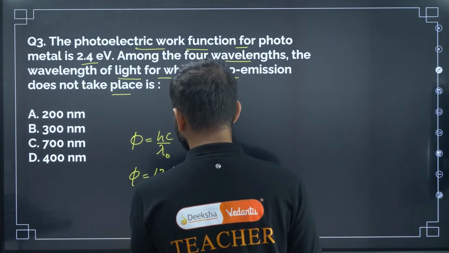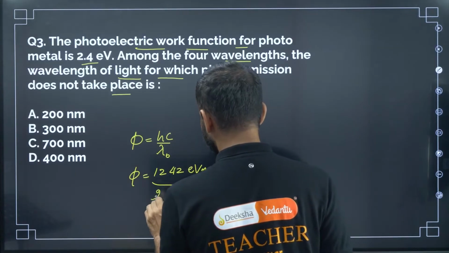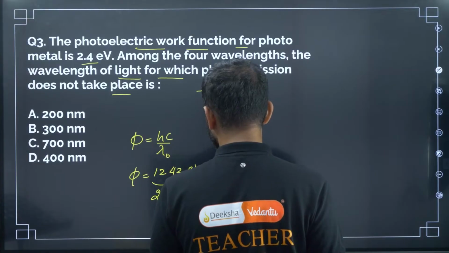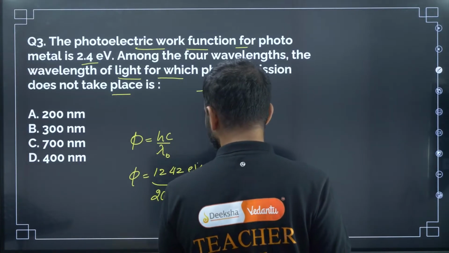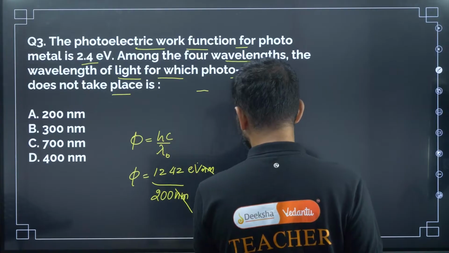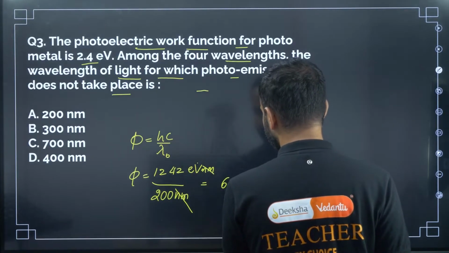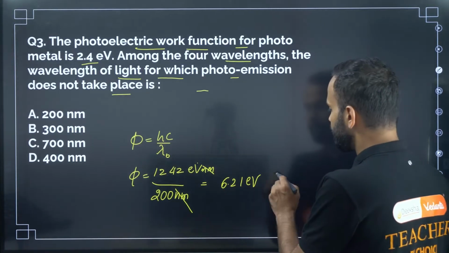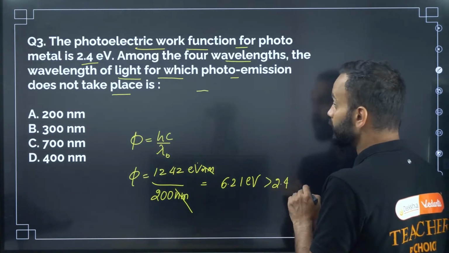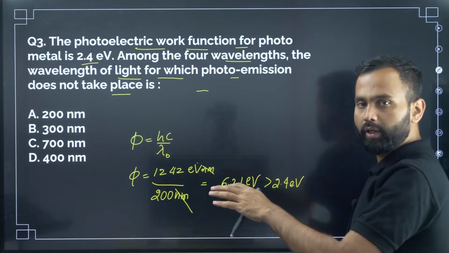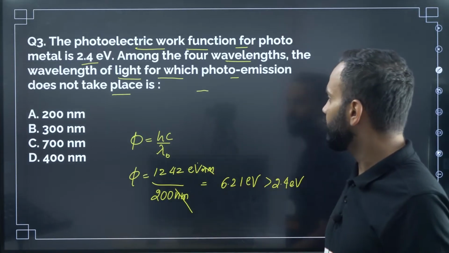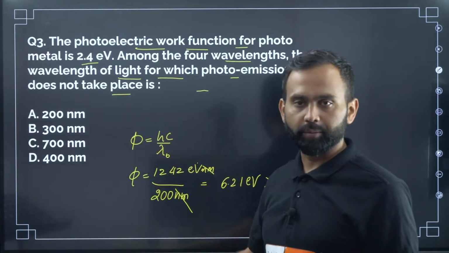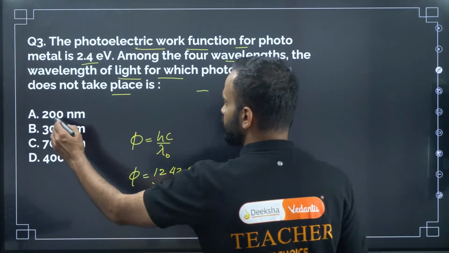So phi is equal to 1242 electron volt nanometer divided by lambda naught. The first one is 200 nanometer. So nanometer will get cancelled. Solve this, here you will get 6.21 electron volt. 6.21 electron volt is greater than, sorry, 2.4 electron volt. Here the photoelectric effect will take place. So here we need to find the wavelength of the light so that the photo emission does not take place, right? So the first option is wrong.